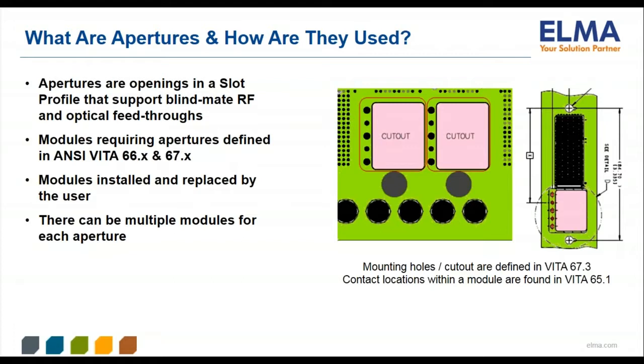The modules requiring apertures are defined in the VITA 66 and 67 standards, and the type of aperture is defined within the individual VITA 65.0 slot profiles. The importance of these backplane connector modules is that they can be installed and replaced by the end user, and the VITA 67.3 backplane apertures can support modules with different arrangements of RF and optical connectors for each aperture size.